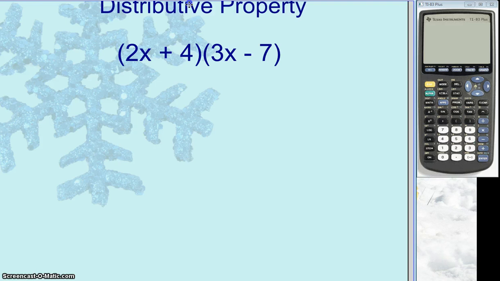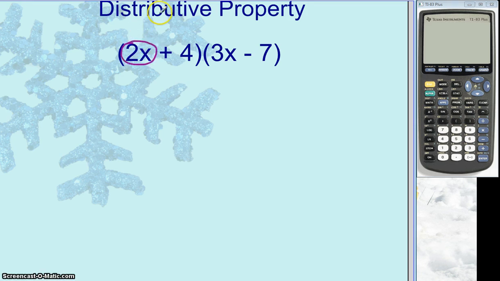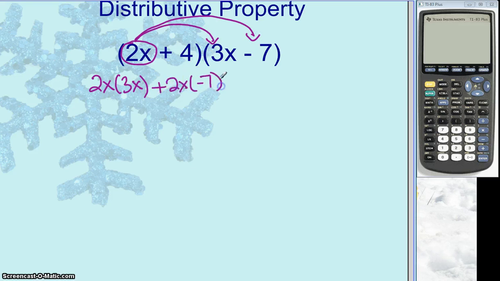You know how to distribute. So let me kind of move that out of the way a little bit. You just need to know that you're distributing a couple things. So the first thing I'm going to distribute is the 2x. So you're going to go 2x times 3x. And I'm just going to write the step that I'm taking. So it's 2x times 3x. Then you're going to go 2x times negative 7. So positive 2x times negative 7. So you've distributed 2x to both of the terms in the second set of parentheses, the 3x and the 7.